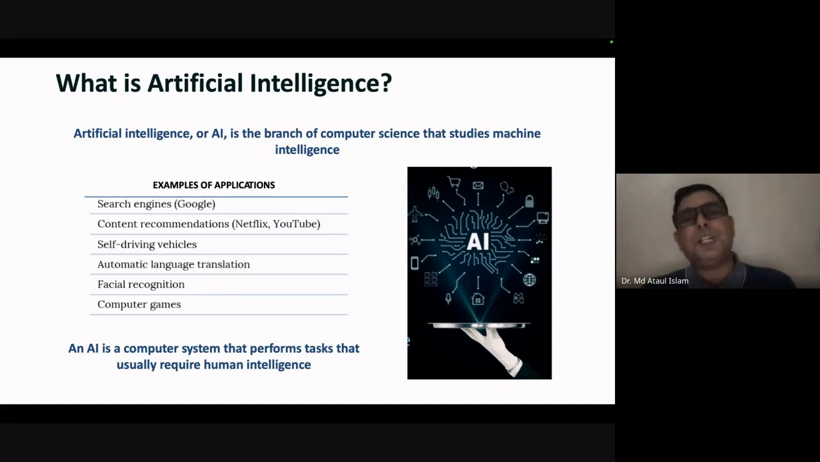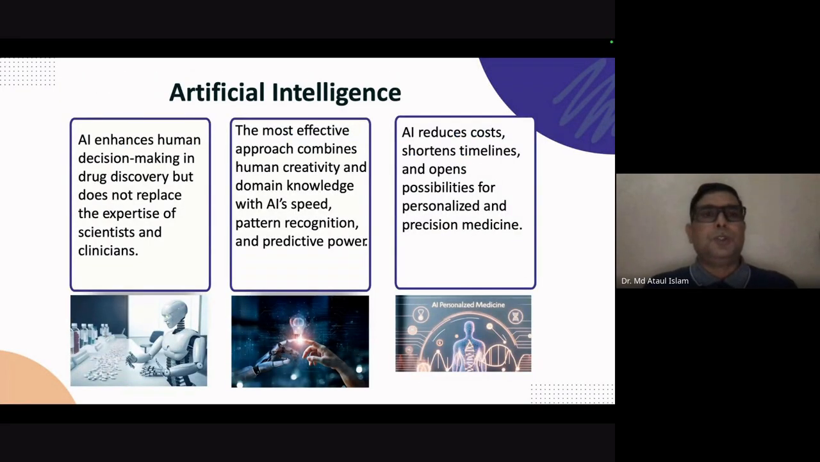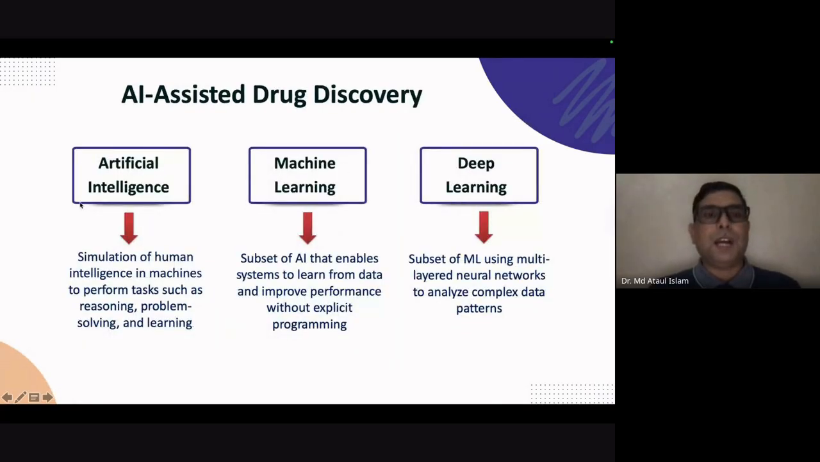Similarly, how AI changed the drug discovery field is what I would like to mention today, rather than any particular approach. AI enhances human decision-making in drug discovery, but does not replace the expertise of scientists or physicians, definitely. The most effective approach combines human creativity, and it reduces the cost and shortens the timeline. In a different way, artificial intelligence is a simulation of human intelligence in machines to perform tasks such as reasoning, problem solving, etc.